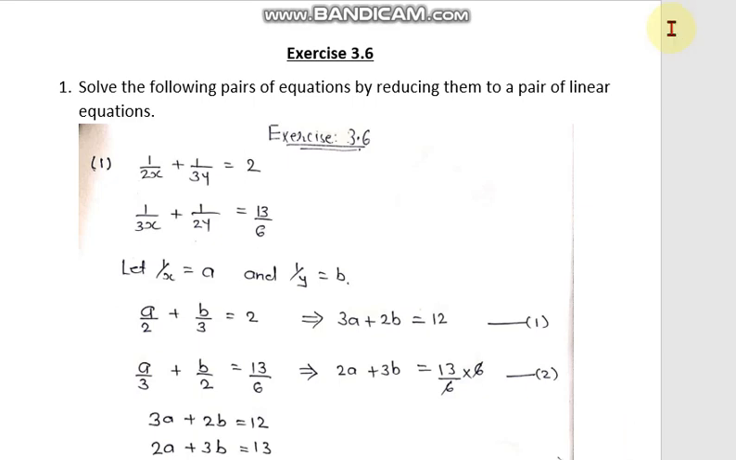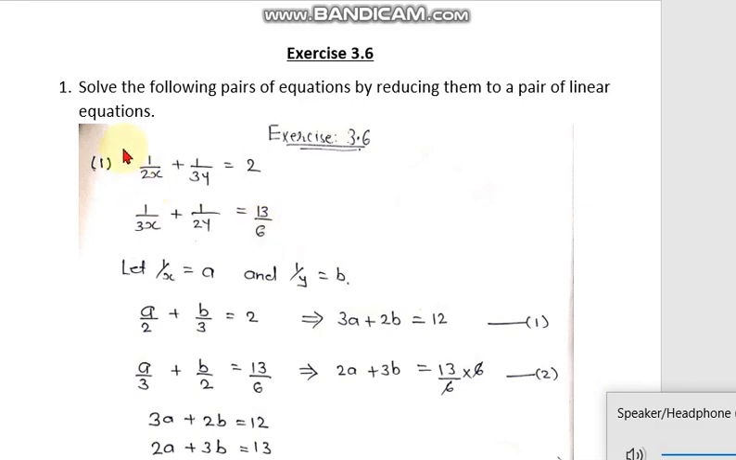Hello students, today in this session we will discuss the solution of such pairs of equations which are not linear but can be reduced to linear form by making some suitable substitutions. So let us understand this method by taking a few examples. So we'll start exercise 3.6.